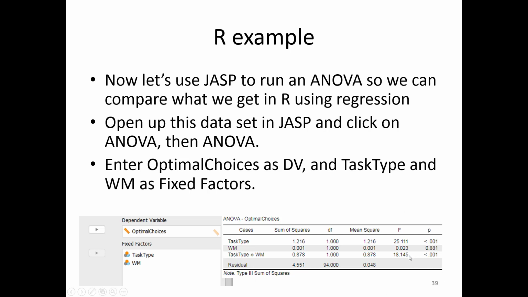So we have a significant interaction, okay, and then we also have a significant effect of task type, no main effect of working memory. Okay.